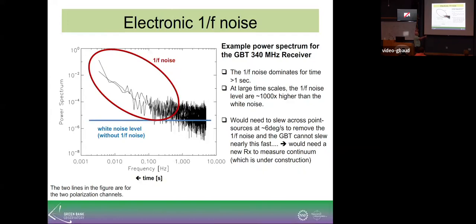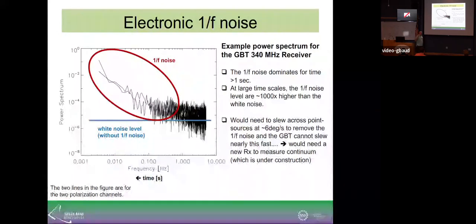So this is 1 second. Everything longer than a second is over here. Then it's the knee of this spectrum; the power spectrum increases here. So anything longer than a second, you get extra noise basically. You can't beat this down by having larger bandwidths or anything else. So the 1 over F noise dominates for longer integration times, and the noise can be 1,000 times higher.